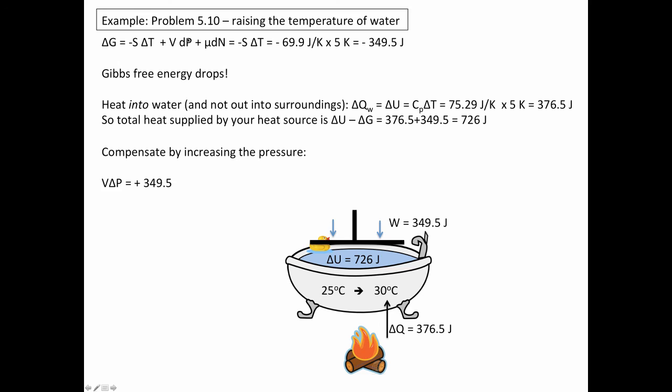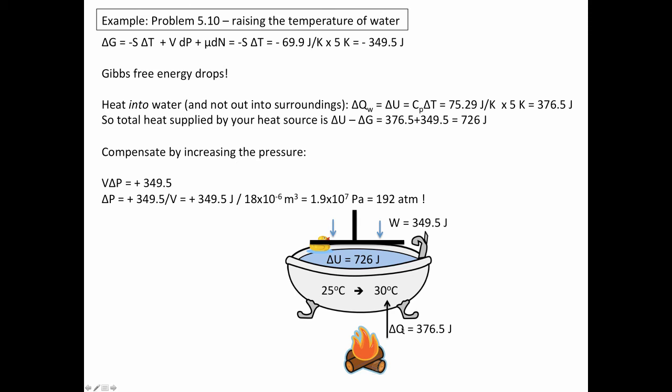Well, this term here, V delta P, has to be equal to plus 349.5 joules to compensate for the minus 349.5 joules that we lose due to the change in temperature. We can rearrange this. We just divide 350 by the volume of a mole of water, which is 18 cubic centimeters, and we get about 2 times 10 to the 7 pascals, which is about 200 atmospheres. So we actually have to put a huge pressure on this water in order that it heats up without giving up heat into its surroundings.